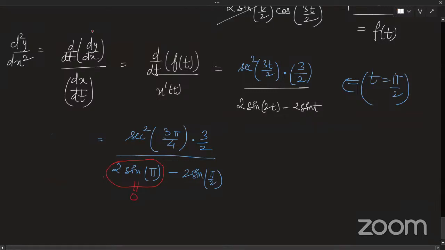What about secant square 3 pi by 4? 3 pi by 4 lies over here. What is the value of secant square 3 pi by 4?